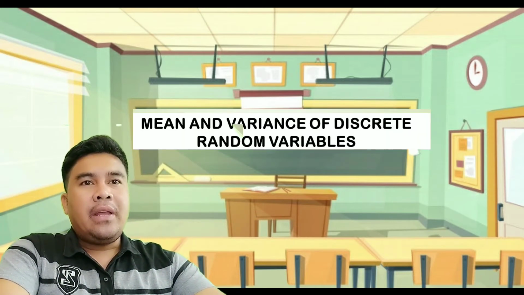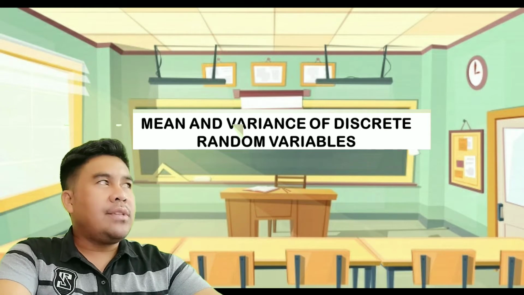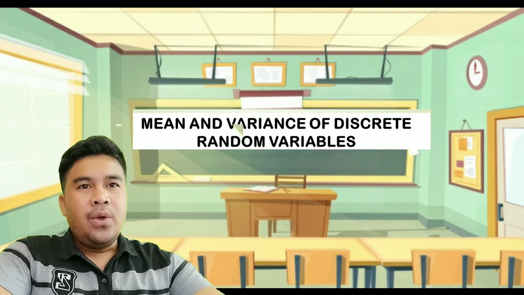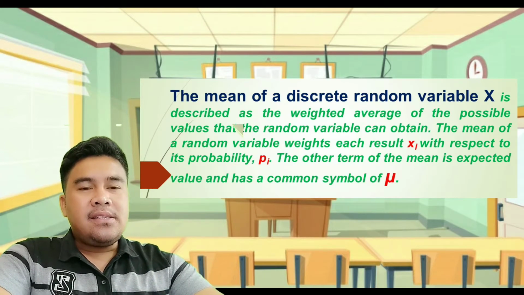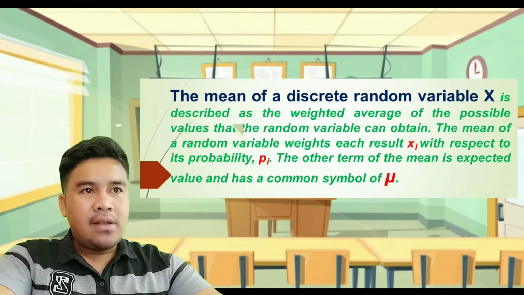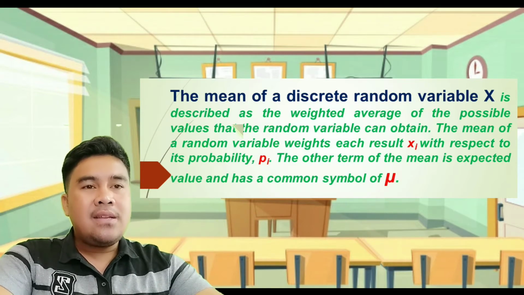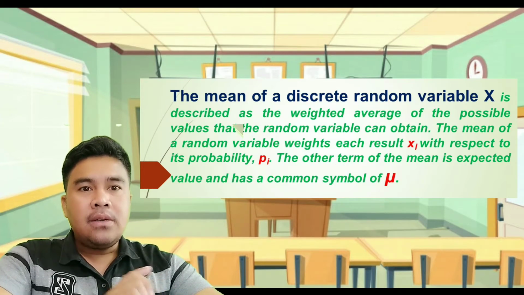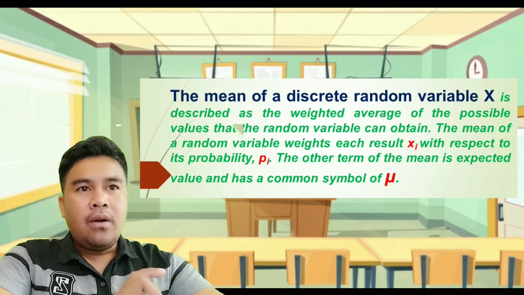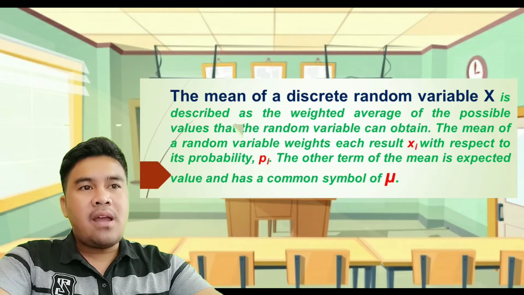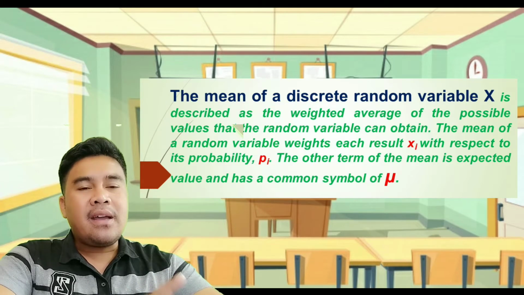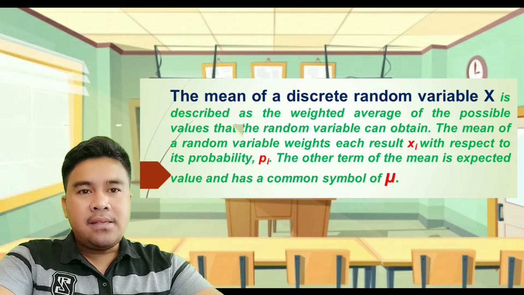Okay, so we have here the mean and variance of discrete random variables. The mean of a discrete random variable x is described as the weighted average of the possible values that the random variable can take. It weights its results, x sub i, with respect to its probability, p sub i.